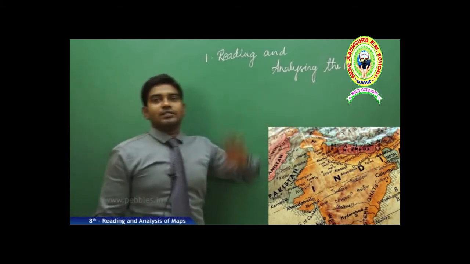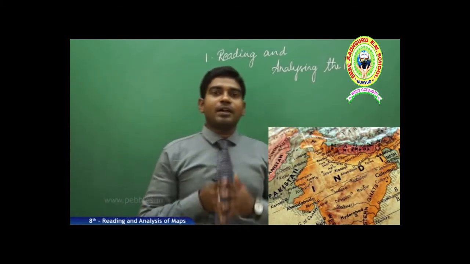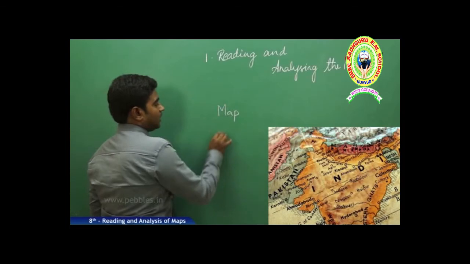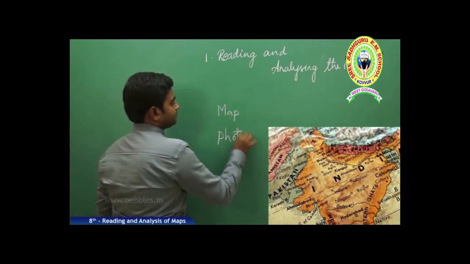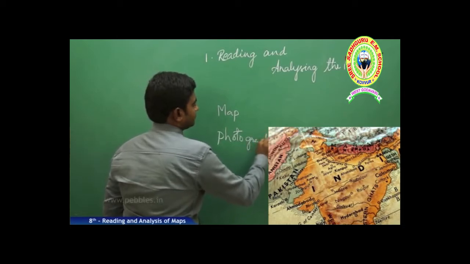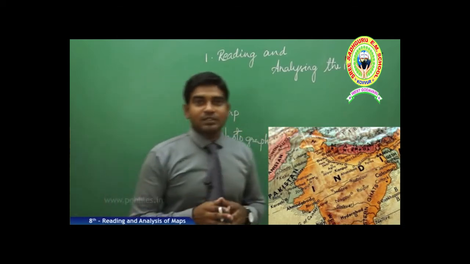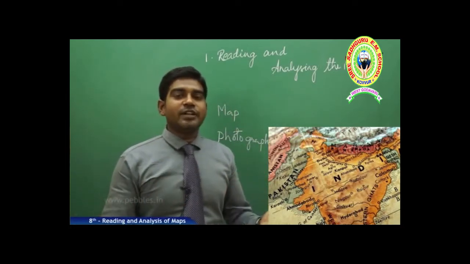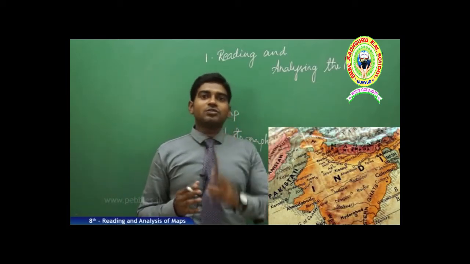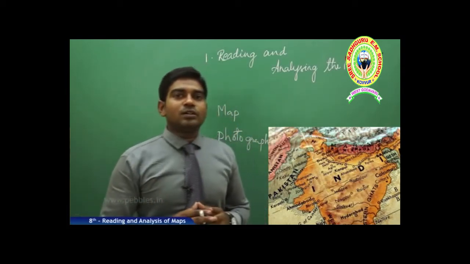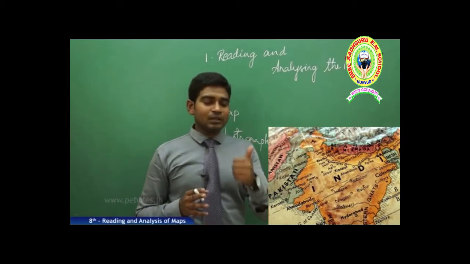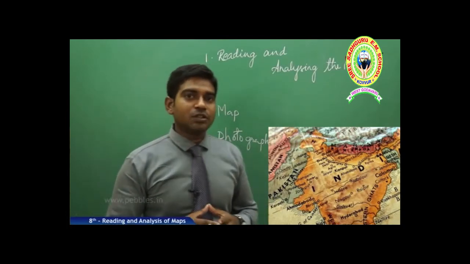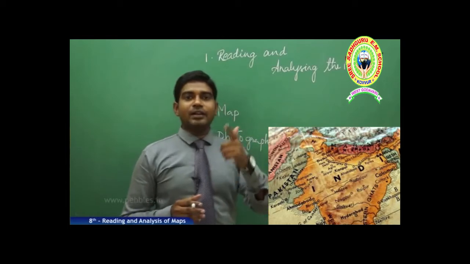Before going into the details of the lesson, what is the difference between a map and a photograph? I think you all are familiar with what a map is and what a photograph is. See, a map is a representation of the three-dimensional geographical context of the globe on a flat sheet, where you get only the two-dimensional representation. We all know that three-dimensional representation means we have length, breadth and volume also. But the two-dimensional representation has only length and breadth.